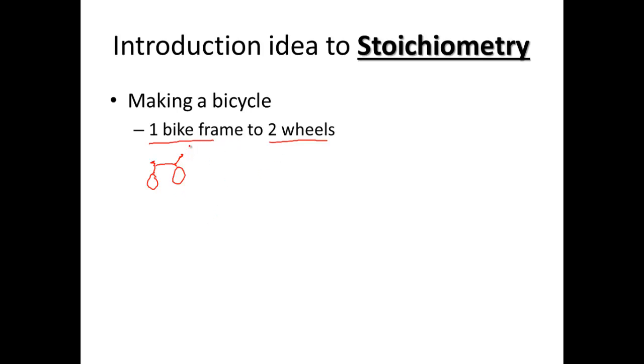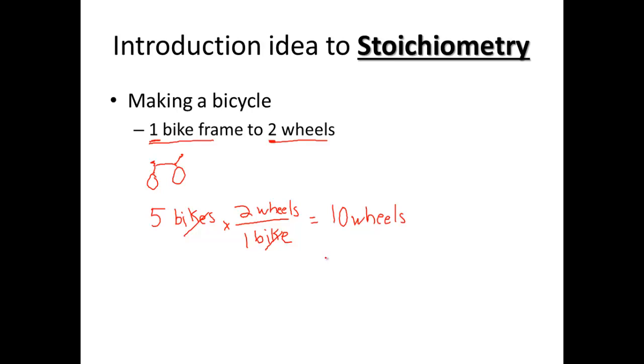So if you wanted to make, say, 5 bikes, our ratio is 1 bike frame to 2 wheels. In order for our units to cancel out, 2 wheels would be our top conversion, what we're moving towards, and 1 bike frame would be our bottom. So in the end, we could see that you would need 10 wheels in order for this product to be built.